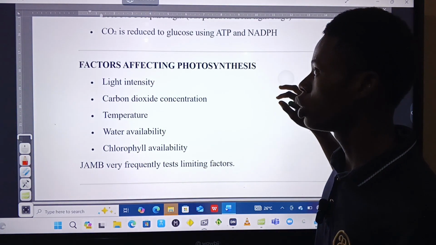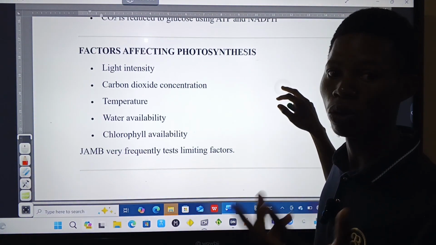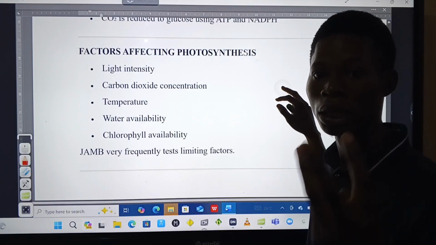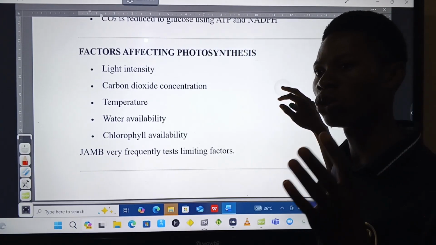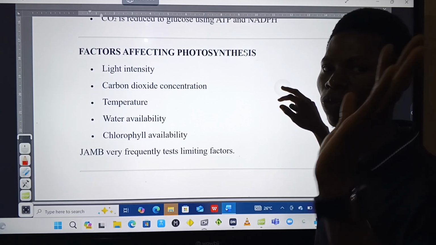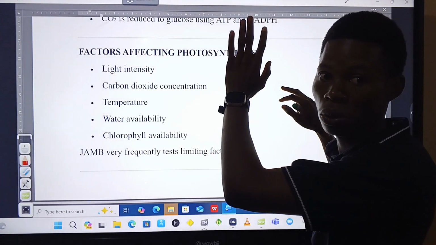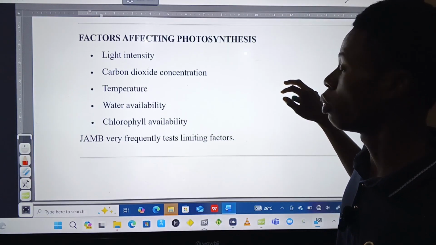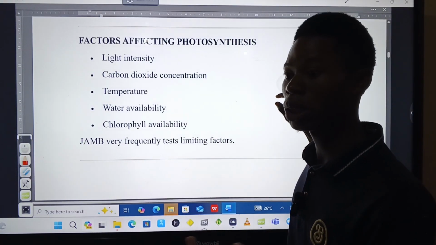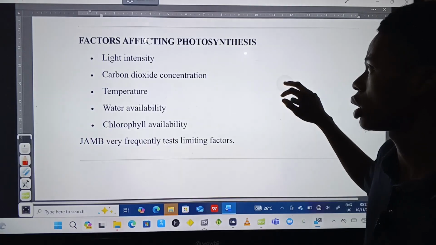I would not like to go into the stages of the Calvin cycle. If not, there are three stages: carbon dioxide fixation, reduction, and regeneration. But for now, this is what you are expected to know. As you go higher, you learn that. But if you still want to learn the Calvin cycle in detail, I have that video on my channel, so you can check it out.